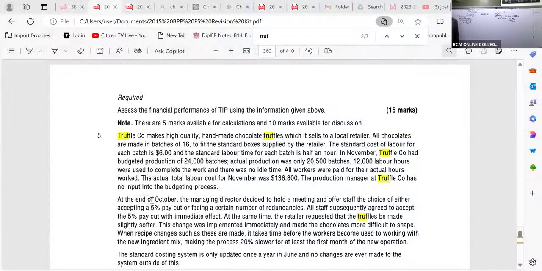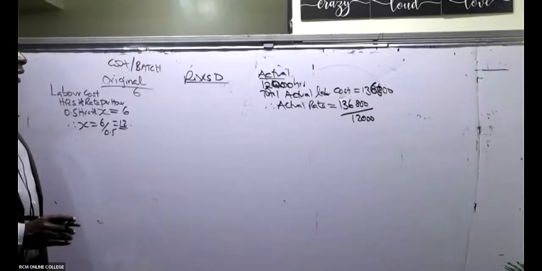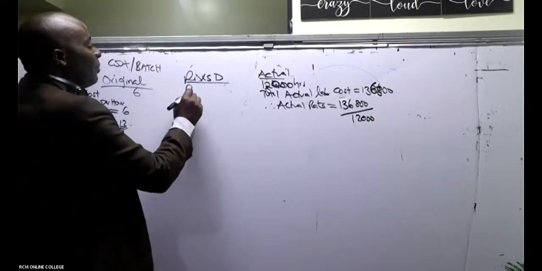What they're telling us next is this. At the end of October, the managing director decided to hold a meeting and offer staff the choice of either accepting a 5% pay cut or facing a certain number of redundancies. All staff subsequently agreed to accept the 5% pay cut with immediate effect. Remember, we had set our original budget earlier on, but in between, things changed. Workers accepted a lower rate.